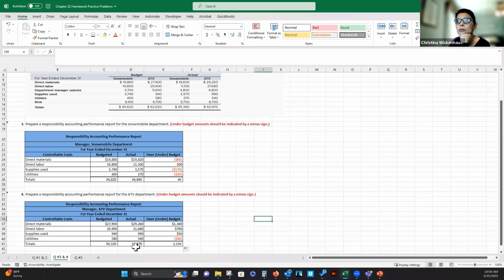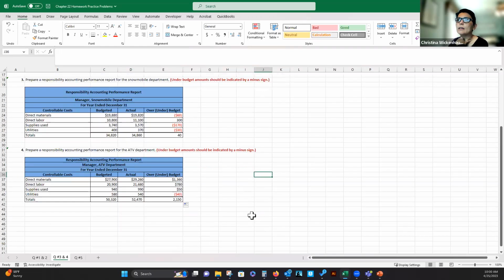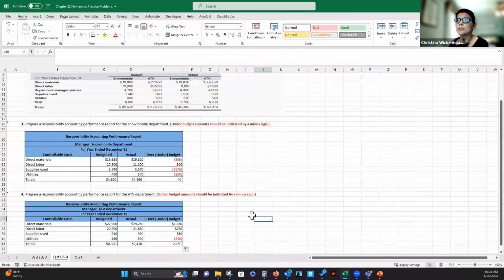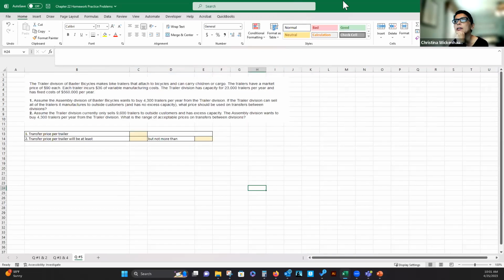So my actual came in $2,150 more than budget. So that could be a problem. We might need to talk to that departmental manager and really understand why our direct materials came in so much above budget. Okay, we take a peek at number 5 is on transfer.